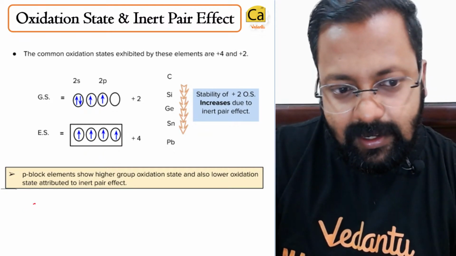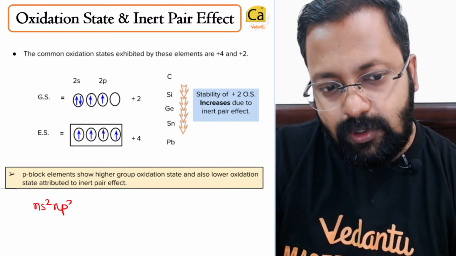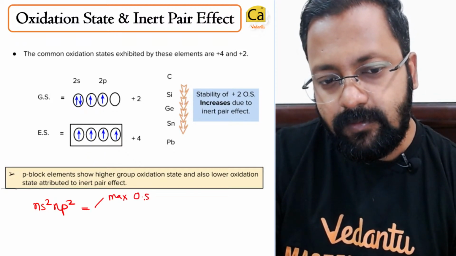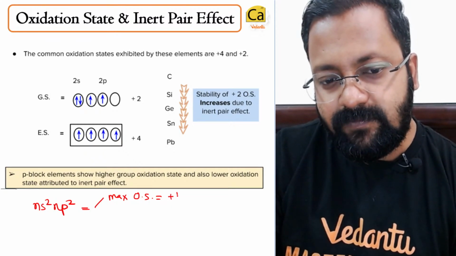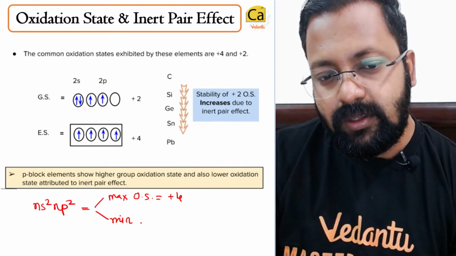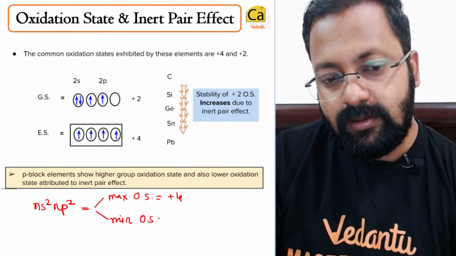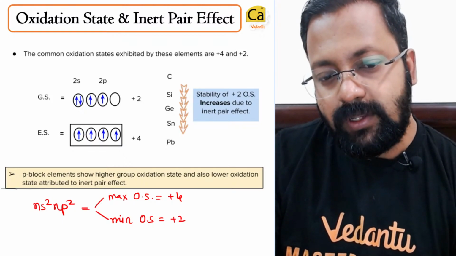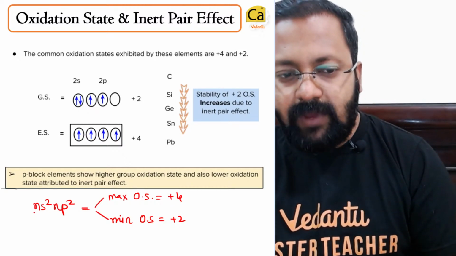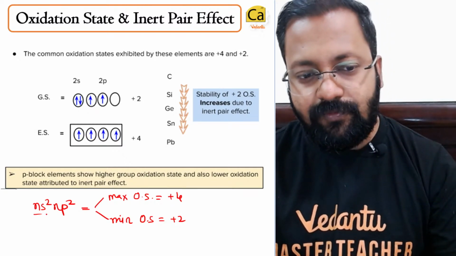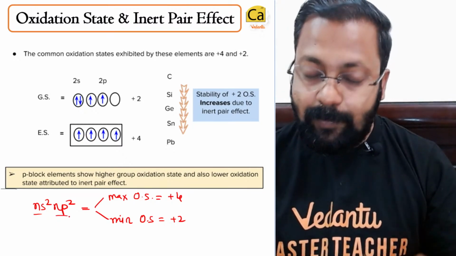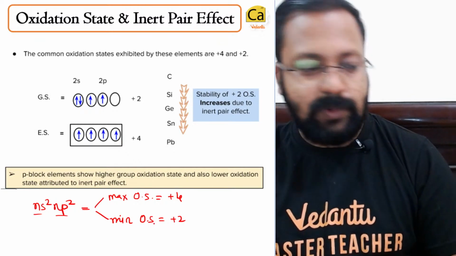So if I take an ns2np2 configuration, the maximum oxidation state should be +4 and the minimum positive oxidation state would be +2. Now +4, why? Because electrons can be removed from ns2 and np2, and if they are removed only from np2 and not from ns2, then it is +2.